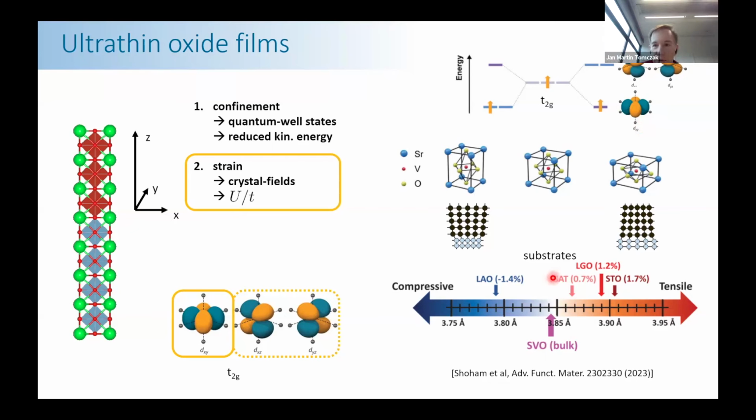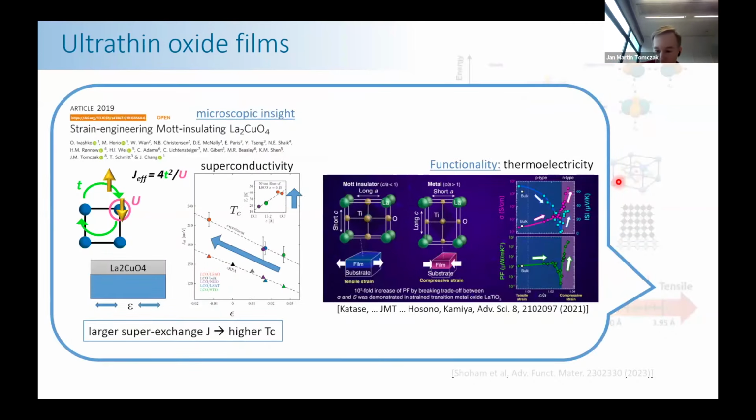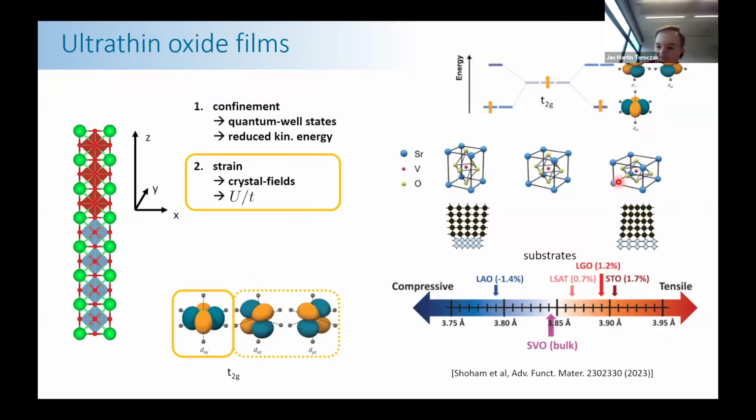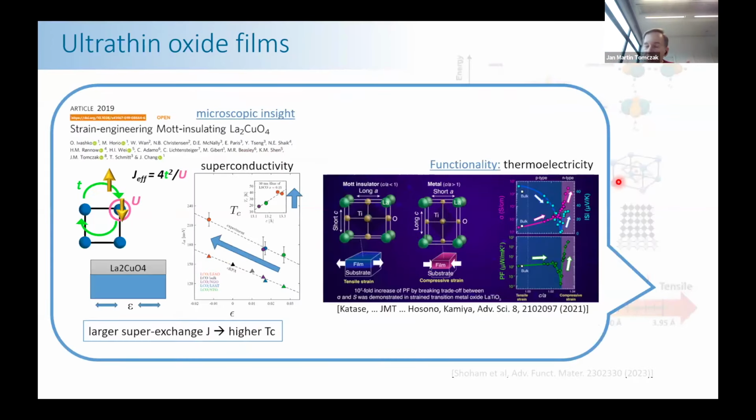So crystal fields will change, but also kinetic energy. If you compress something, there will be more delocalization and more kinetic energy. And let me briefly say that this is not just a nuisance to calculate, but this can actually be used as a tuning knob. So you can have one system that has one physical effect. You put it on different substrates, and you monitor what happens to this system.